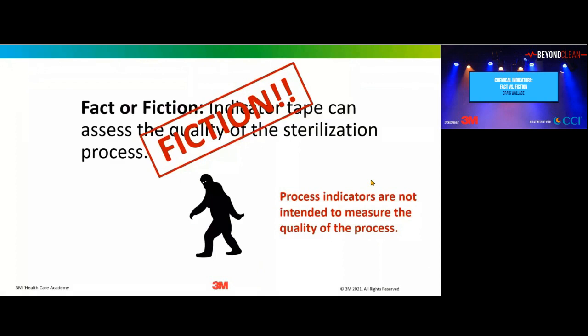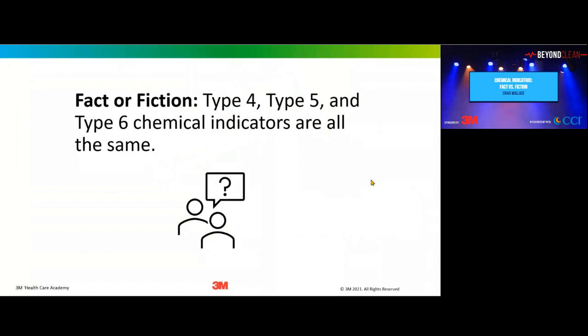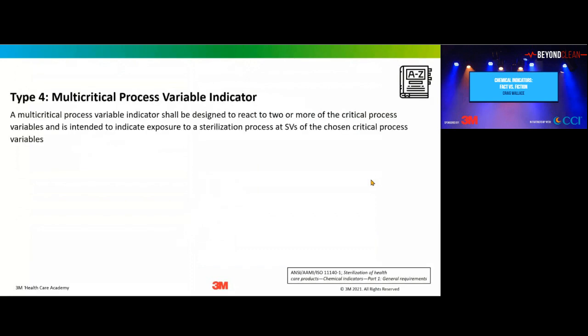So here's the next one. Fact or fiction. Type 4, 5, and 6 chemical indicators are all the same. So you can basically interchange them. They all tell you the same thing. Right? So let's dig into that. So we go back to the standard again and start with what does it say about them? So here's the definition of a multicritical process variable indicator. So two or more, and then the stated values are chosen by the manufacturer.